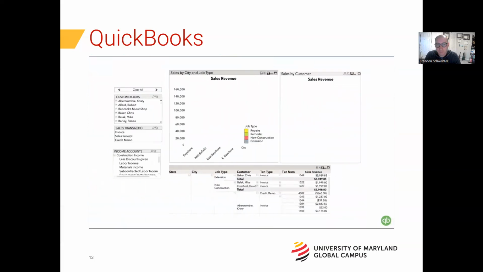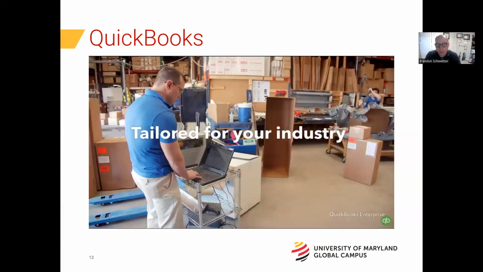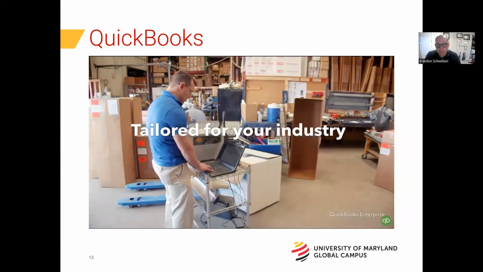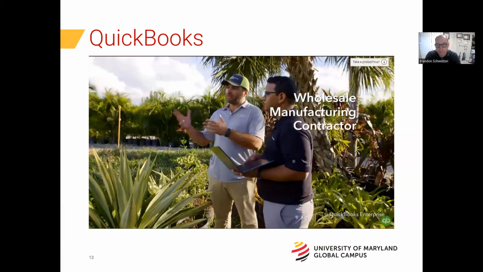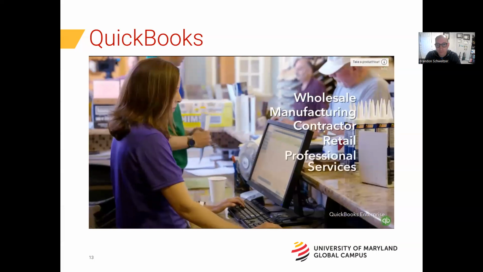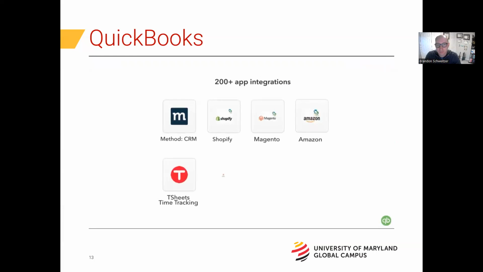You can even build new reports from scratch, complete with charts and graphs that are easy to understand and offer key business insights. Enterprise also comes with custom editions tailored for your industry, like wholesale and manufacturing, contractor, retail, professional services, nonprofit, and more. Plus, Enterprise includes more than 200 app integrations and an open API so you can connect to a shopping cart or gateway.